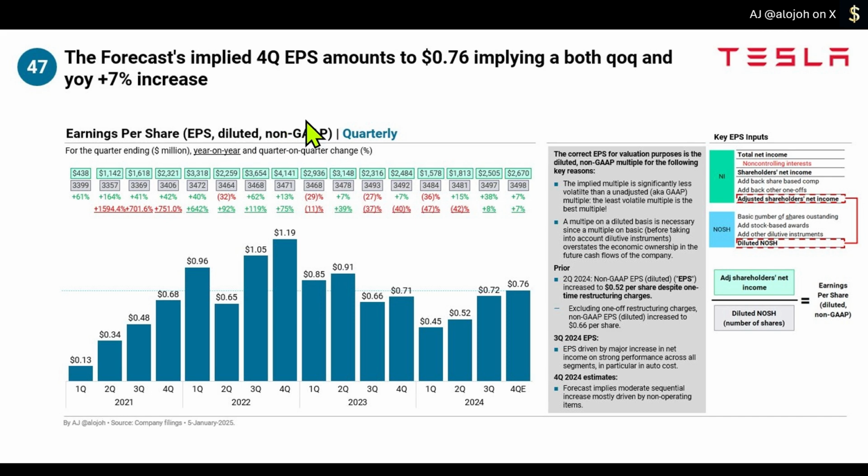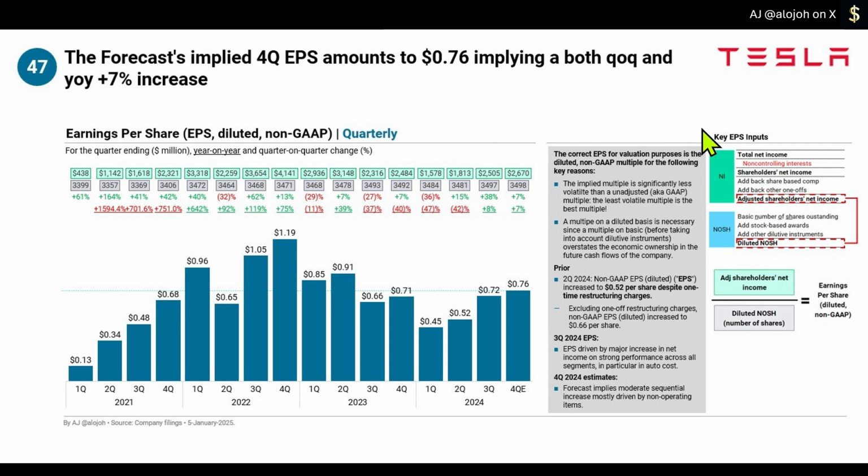Non-GAAP, as we discussed earlier, captures one-off items and accounts for the effects of share-based compensation. So this is the primary valuation metric in most stocks. However, this can vary in different industries, but we're not going to get into this in this series.